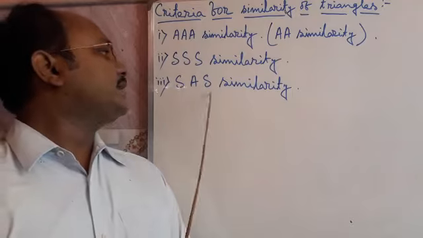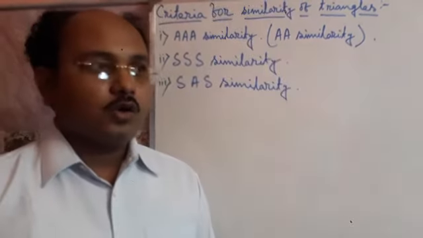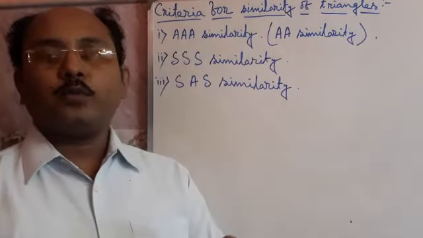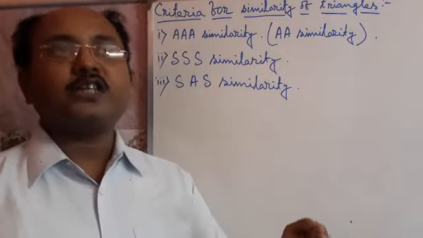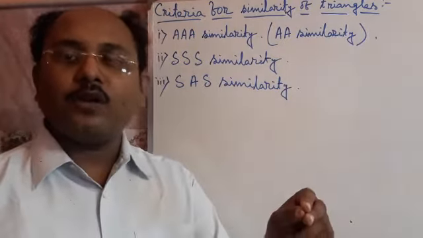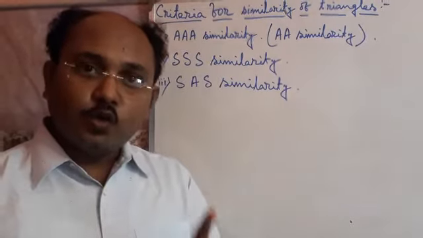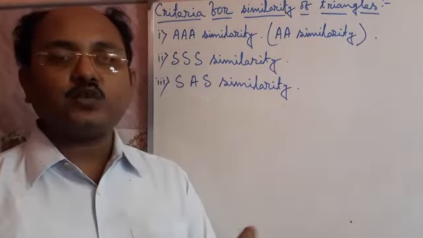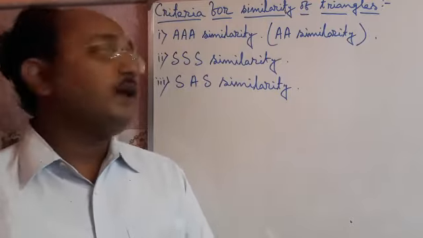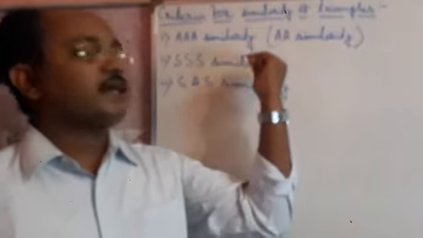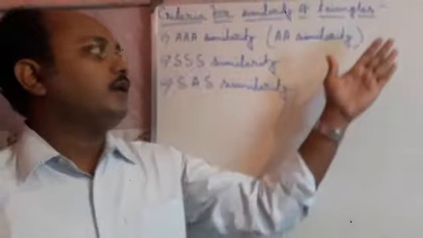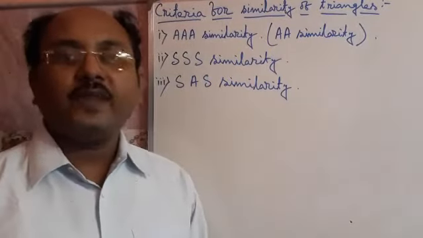Next, side angle side similarity, that is, two sides of a triangle are proportional to the corresponding sides of another triangle and their included angle is equal. Mind it, the included angle should be equal, then these two triangles will be said to be similar triangles. Let us prove these criteria, or we will discuss them in detail by proving and using the diagrams.